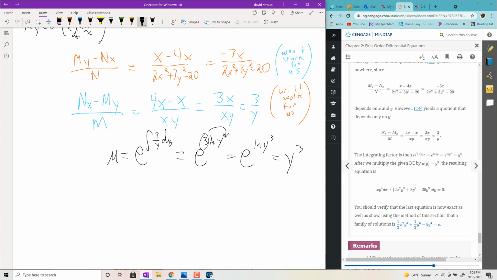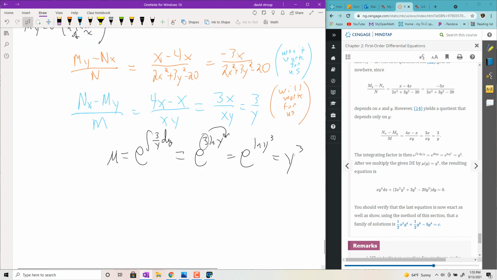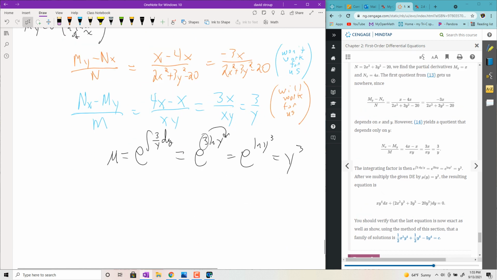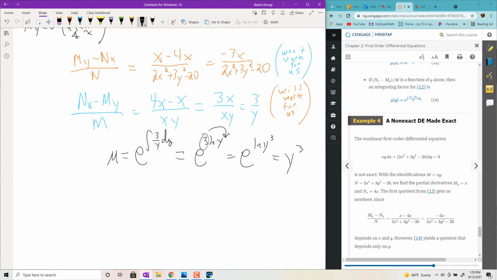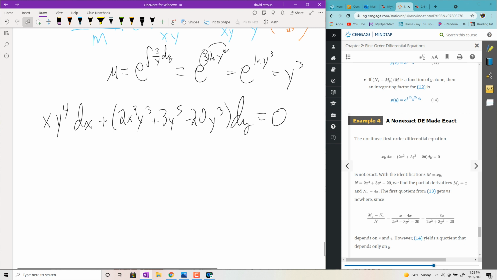Then I'm going to multiply the original differential equation by y cubed, and I'll distribute it in. I'm going to refer to the original problem here. So I'm going to end up with xy to the 4th dx plus (2x squared y cubed plus 3y to the 5th minus 20y cubed) dy equals 0. And now this thing should be exact. If you go and check it, then hopefully you'll see that.